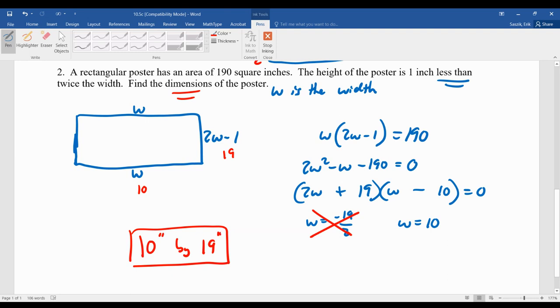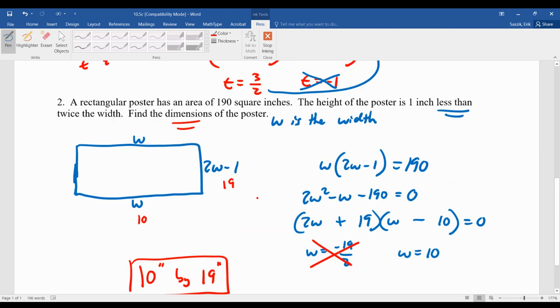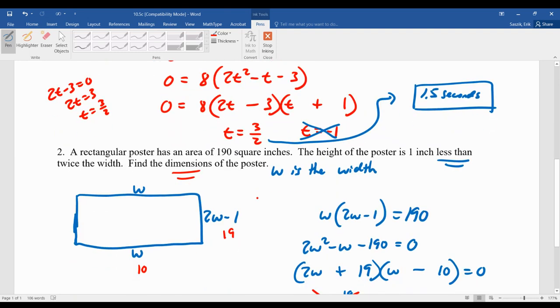That's the dimensions. So this is using skills from before. You define the variable for what you don't know anything about. It's just that now you're setting up a quadratic equation, and then you're using the skills that we've been working on here these last couple of days. And we solved in this case for W, but in the previous one we solved for T. It depends. All right.